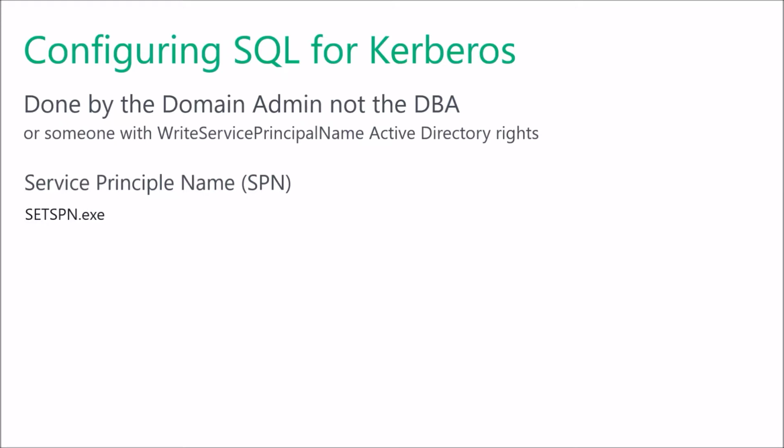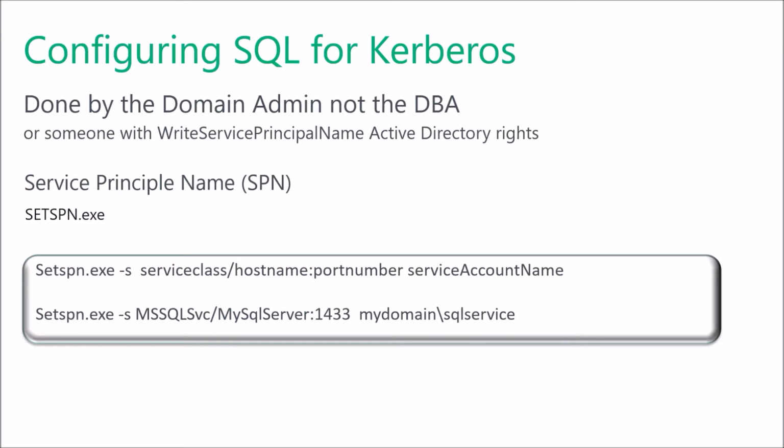To create an SPN, you need 4 things. You need a service class. This identifies the general class of service. For SQL Server, it is always MSSQLSvc. We need a host name. This is the fully qualified domain name in DNS of the computer that is running SQL Server. The port number, this is the port number that the service is listening on. And then finally, the service account name, the account that is running the service. So for SQL Server, it would look like what is shown on the screen.